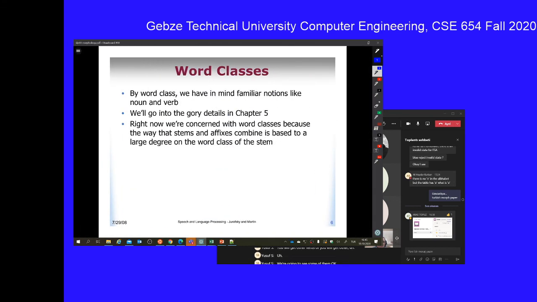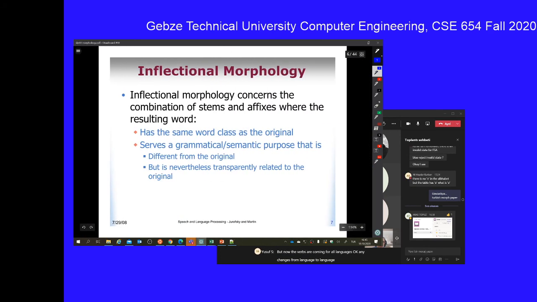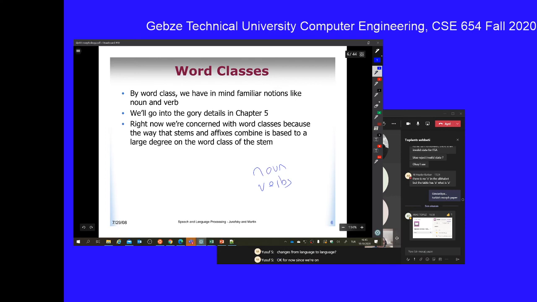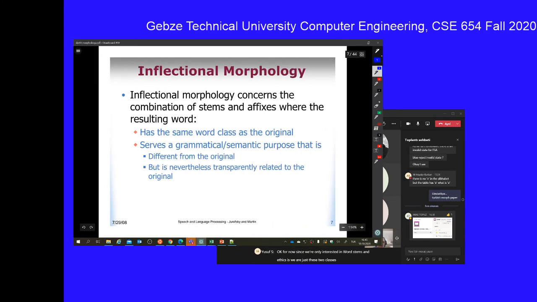Okay, so usually for all the languages, nouns and verbs are two main categories of the words. Okay, nouns and verbs, isimler ve fiiller. Of course there are many other classes of words, but nouns and verbs are common for all languages. Okay, and it changes from language to language. For now, since we are only interested in word stems and the affixes, these two classes are just enough for us.